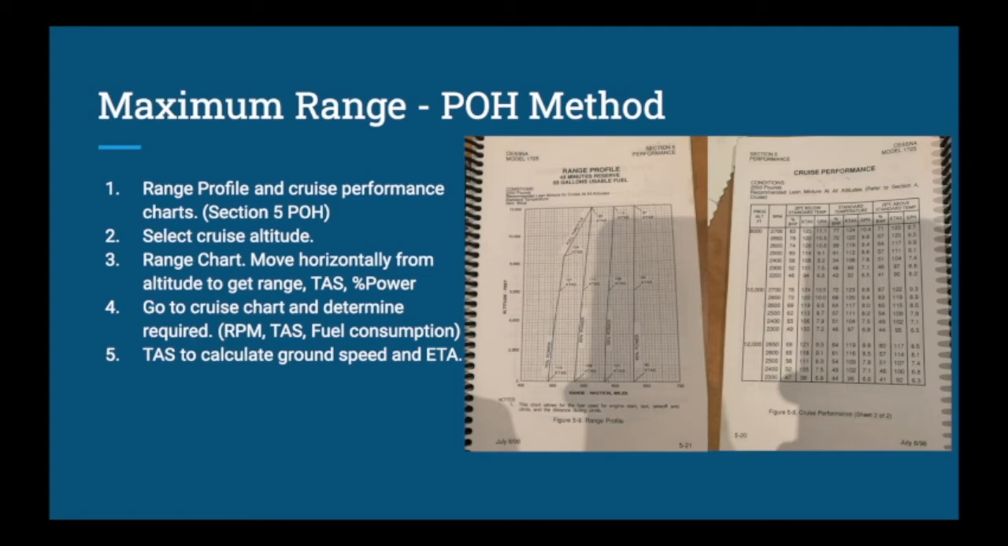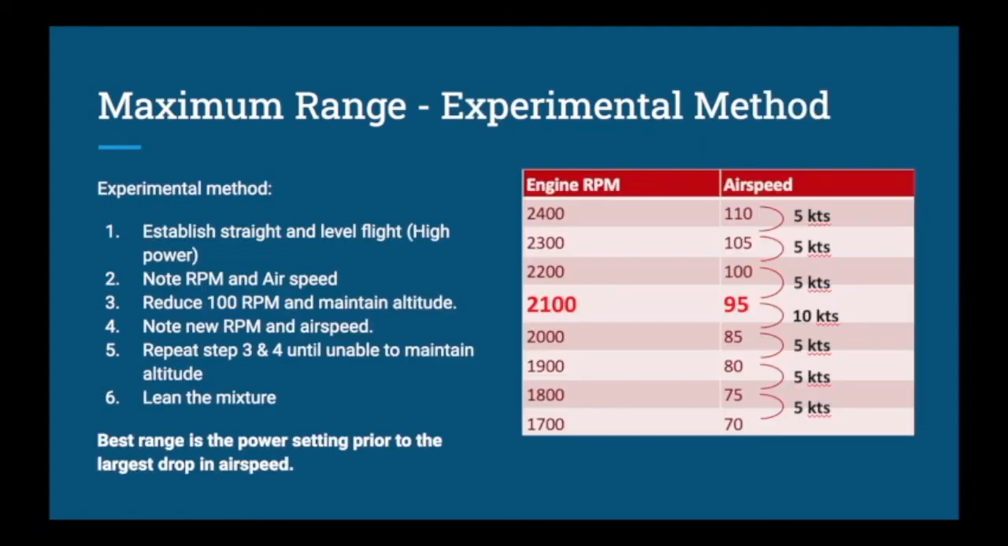We need to determine if we're 20 degrees below standard or 20 degrees above. And then under the percent brake horsepower, we'll say 65%, that would give you an RPM setting. So if you're at 8,000 feet, 20 degrees below standard, for 65% horsepower, you're going to set the RPM to 2,500. Once you do that, you're going to lean out the mixture using one of the two methods, and that'll be set up for maximum range or close to it.